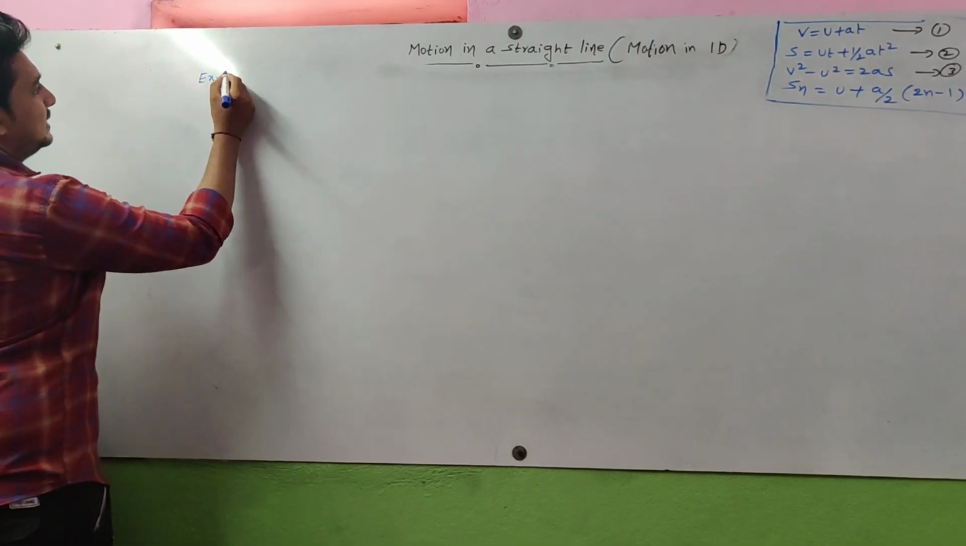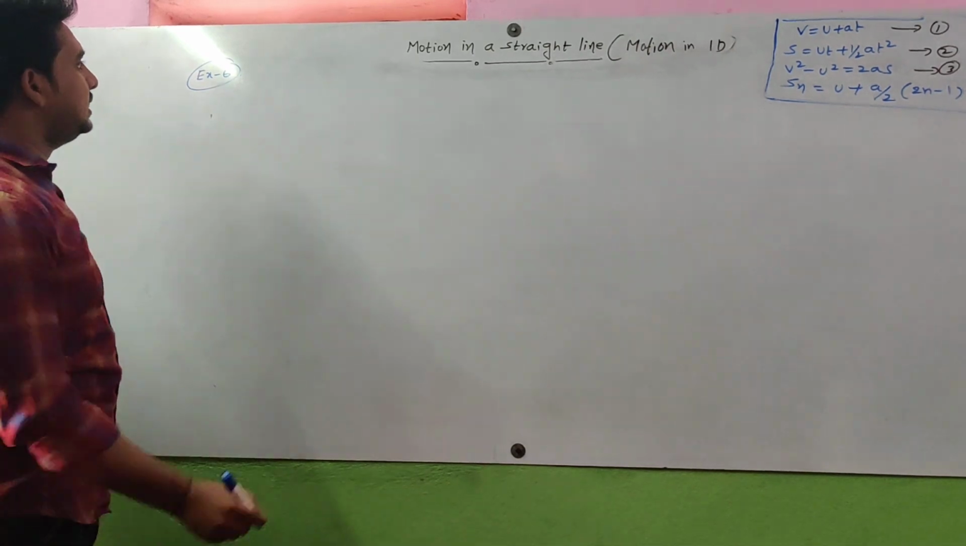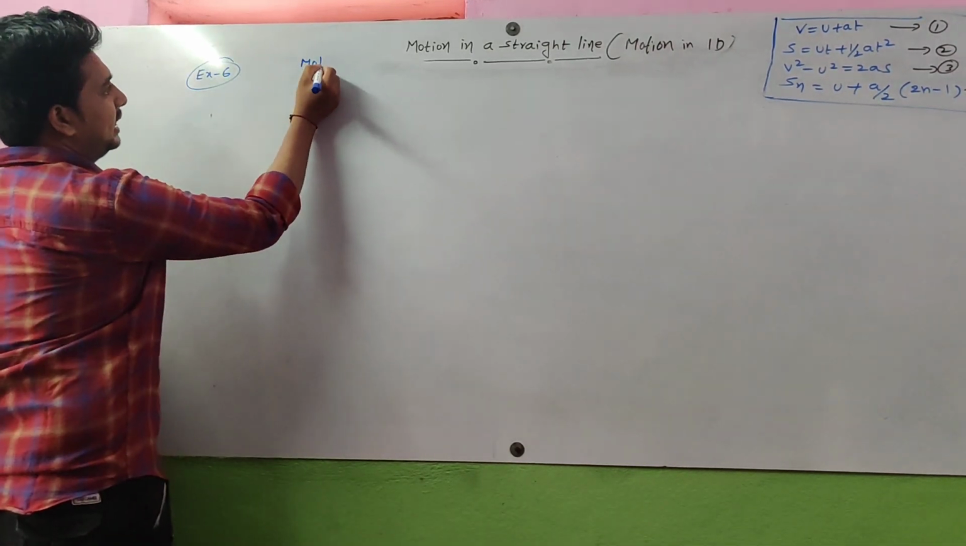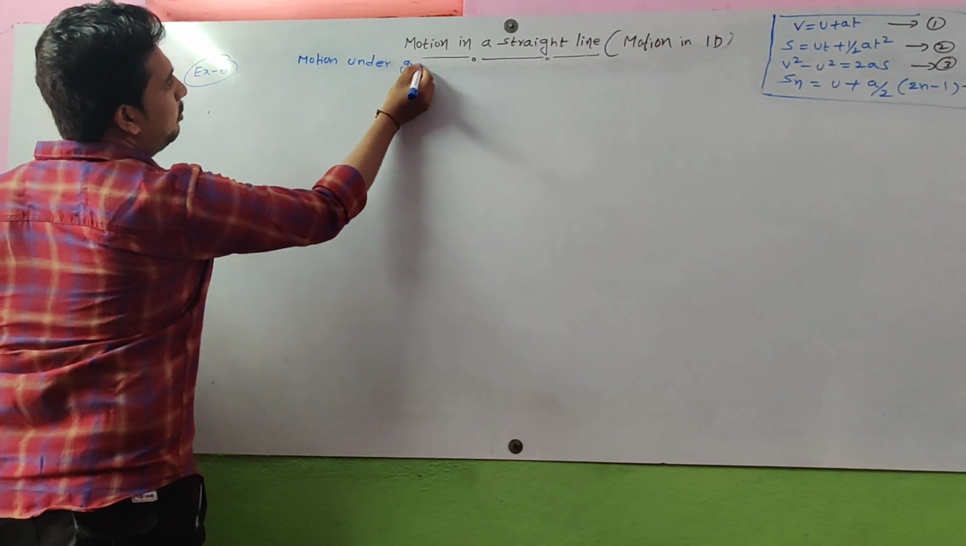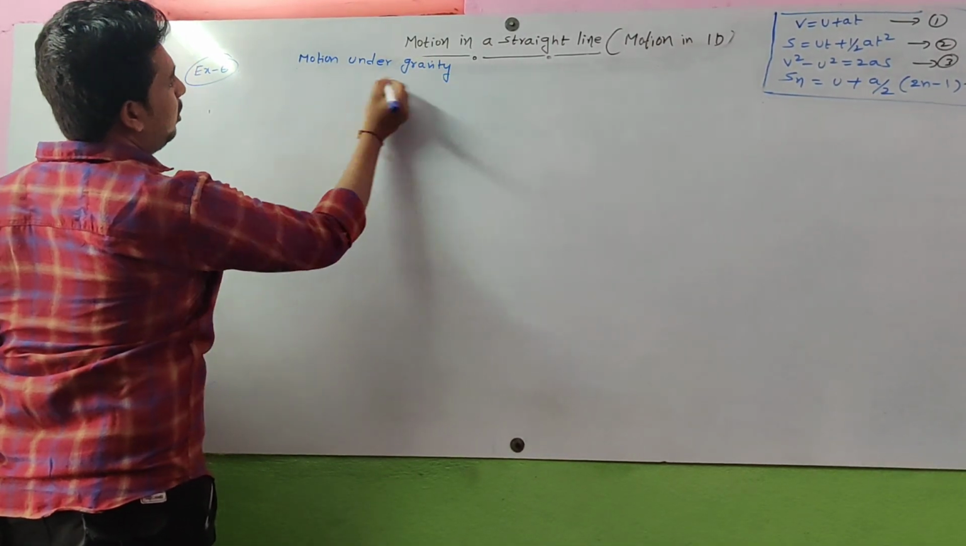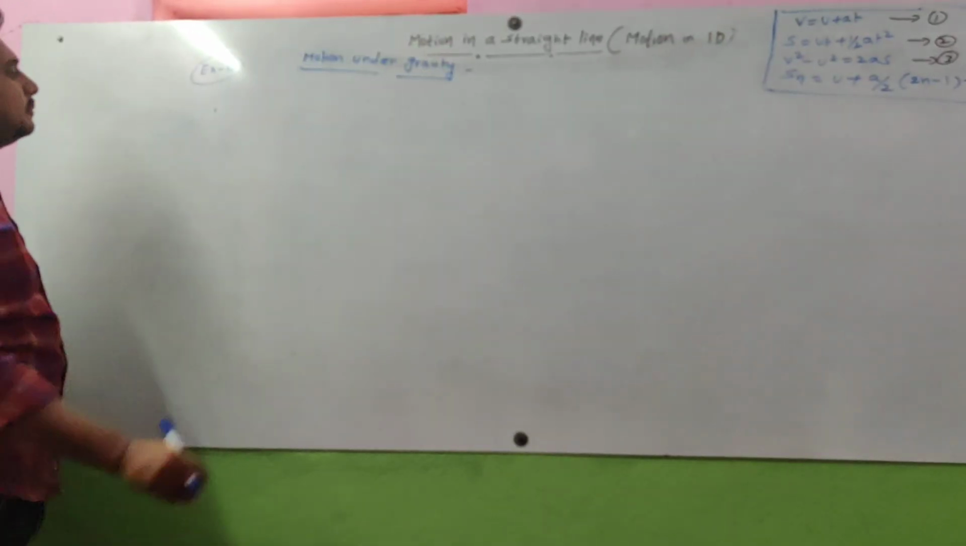Example problem 6, because already 5 examples we discussed. So this is motion under gravity. Problems on motion under gravity. So what is the problem here?